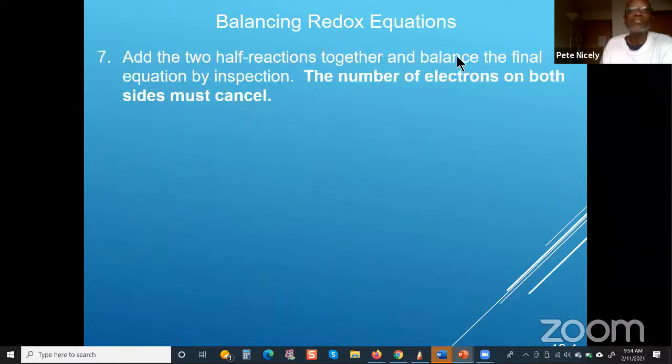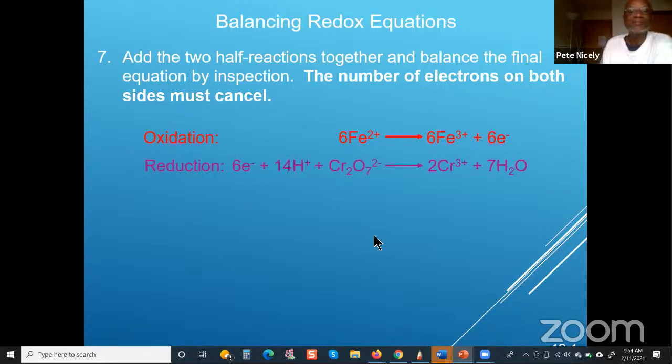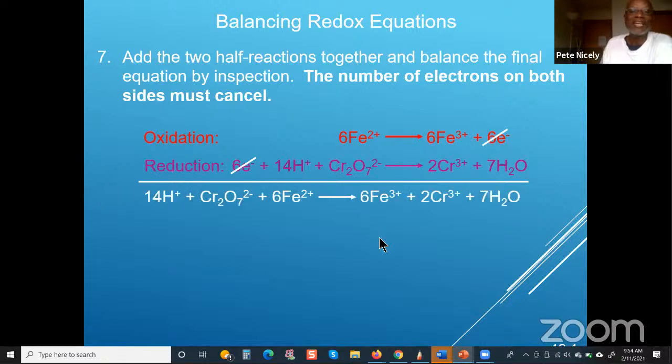Okay, so the next step is the step where we add both half equations, all right? So we add the 2 half equations together, and we balance the equation by inspection. Now, of course, in this case, the number of electrons on both sides must cancel because the number of electrons lost is equal to the number of electrons gained. So when we add both equations together, the electrons here and here will cancel out, and you're going to end up with what's left. So you just write down what's left, and that would be the final answer. And this would be the redox equation for this reaction, all right?